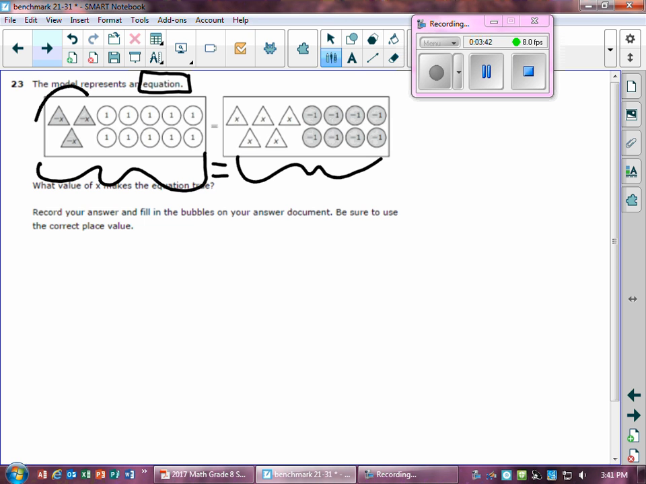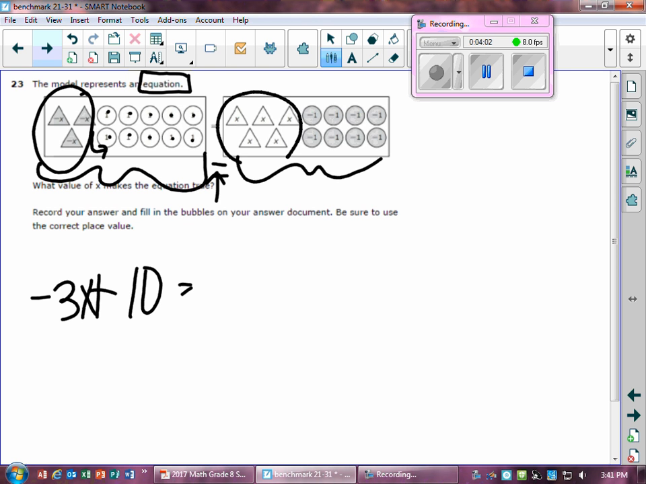So we're going to start with this area right here. How many negative x's do you see? Well, I see 3 negative x's, plus how many ones do I see? I see 1, 2, 3, 4, 5, 6, 7, 8, 9, 10. Ten, then the equal sign. Then again, how many x's do you see? This time they're positive x's. I see 1, 2, 3, 4, 5, so that's 5 positive x's, plus how many negative ones? 1, 2, 3, 4, 5, 6, 7, 8. Negative 8 ones. Now you have a simple equation.